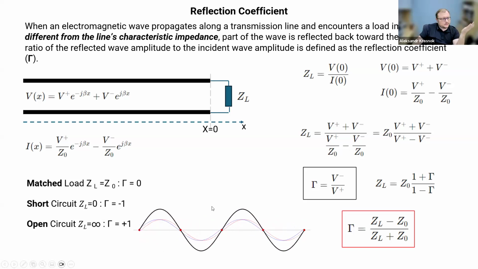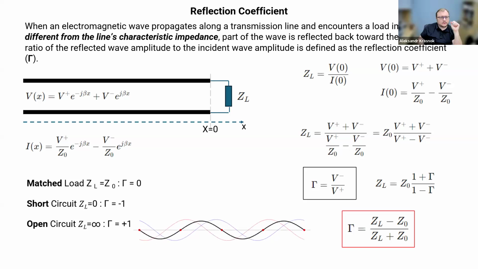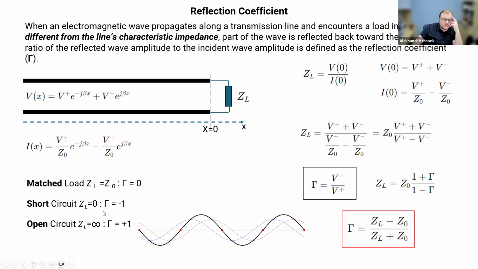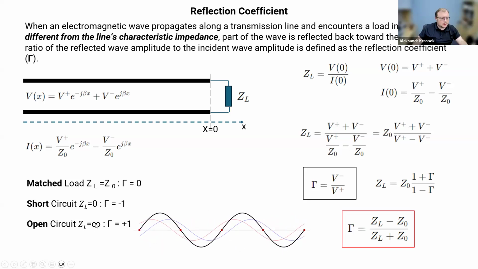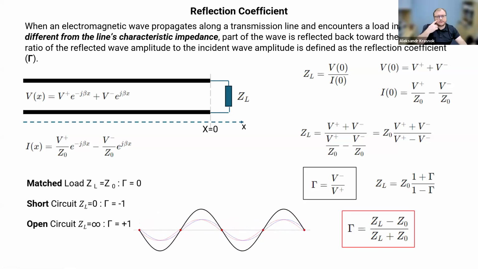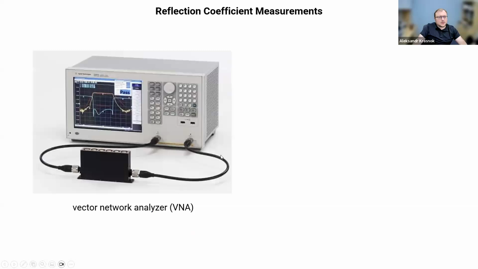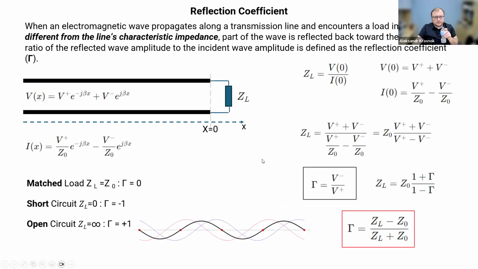And finally, open circuit, meaning no load at all, just the end of the transmission line. In this case, the load impedance diverges, and the reflection coefficient is equal to +1, which is also a standing wave, but oscillating from 0 to 2, something like that. Do you have any questions about this part?